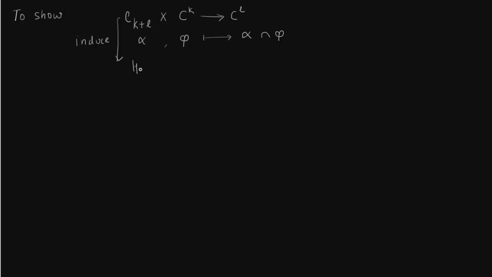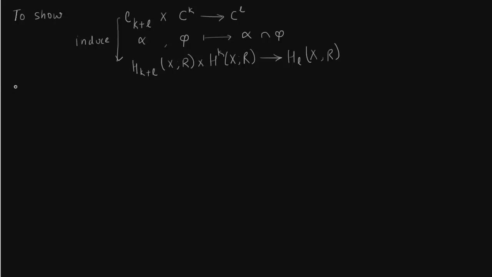So we want to take this cap product and talk about inducing this map. I'm just replacing C with H, so chain with homology and cochain with cohomology. So before we can do that, we have to talk about the boundary maps.